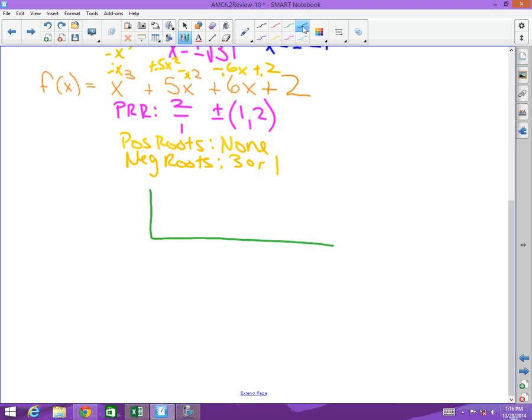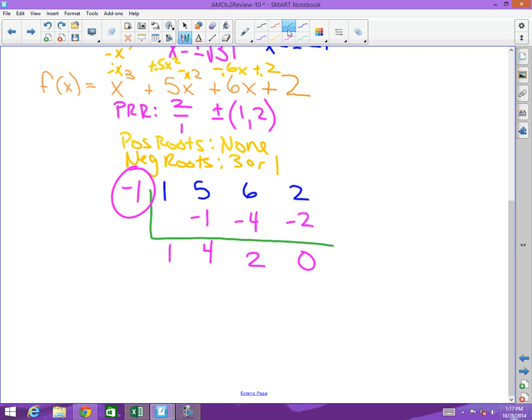So then you would get 1, 5, 6, 2. And on the outside, you would not want to try positive 1 or positive 2 because there are no positive roots, so that would be a waste of time. So if you try negative 1, then you would get 1, negative 1, 4, negative 4, 2, negative 2, 0. We found a root. It's a negative 1.